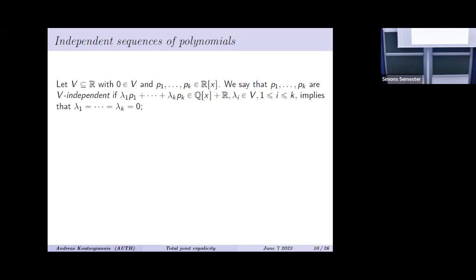Q[x] plus R, I'm going to call these polynomials rational. I don't even care about the constant term. So if this linear combination is rational with scalars from V, then you have to have that these scalars are equal to 0. So I'm going to say in a moment what this thing means. Otherwise, you call them V-dependent if they're not independent.